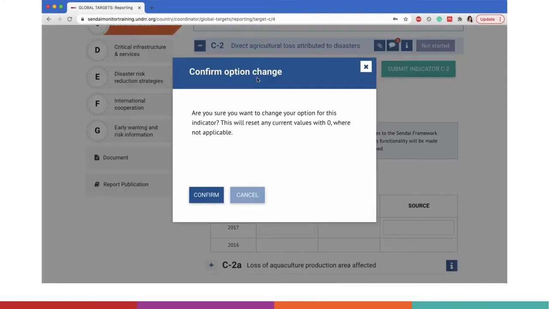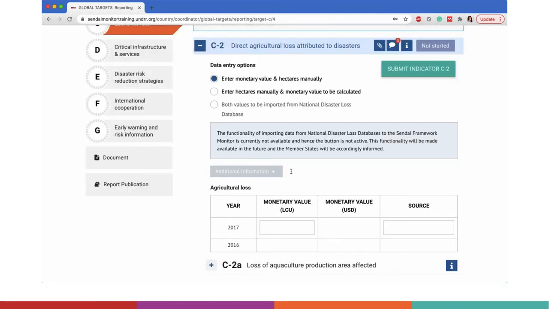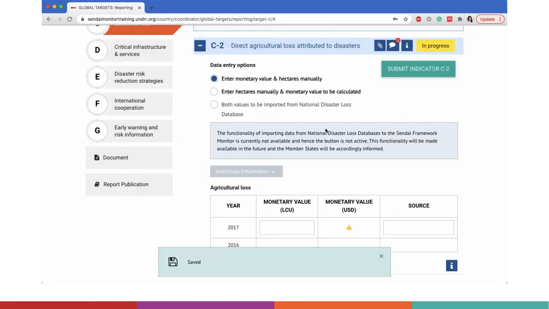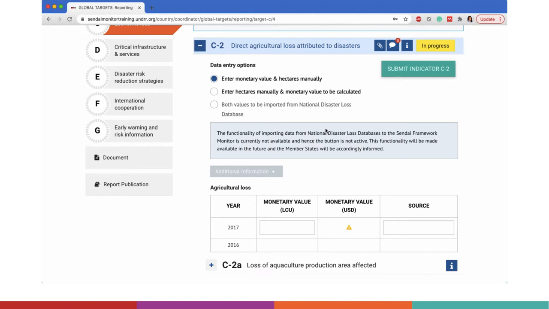The first option of enter monetary value and hectares manually requires you to have data on economic valuation of direct loss collected in your country. If you have selected this option to enter monetary value, input the monetary value in your local currency unit, or LCU, into this box, and the system will convert this to US dollars based on the exchange rate inputted into the metadata.